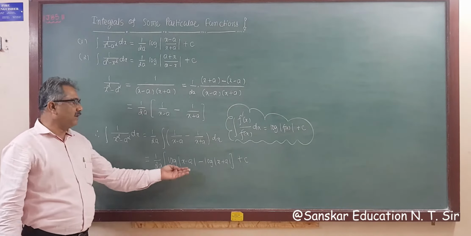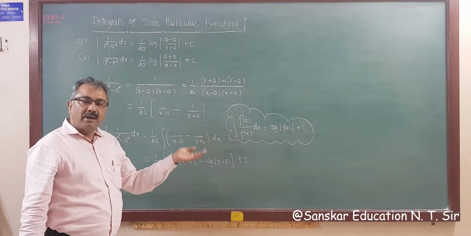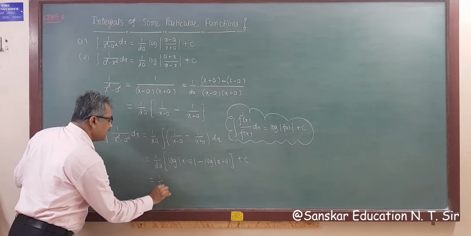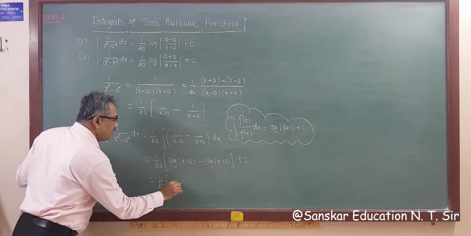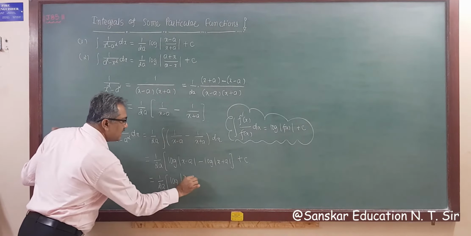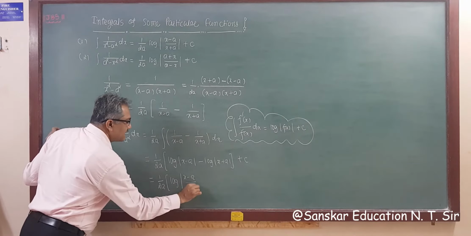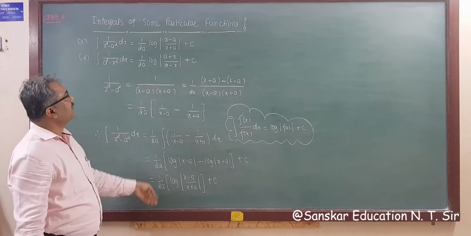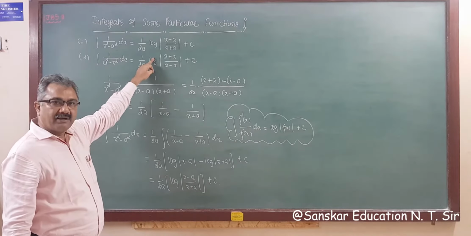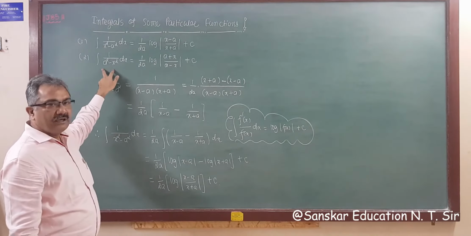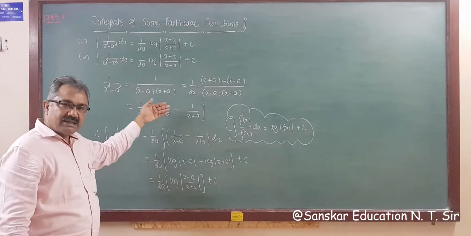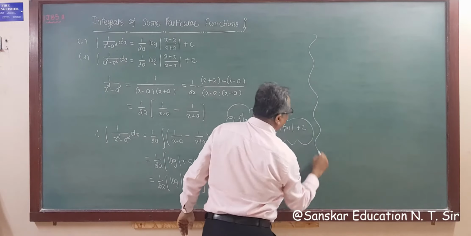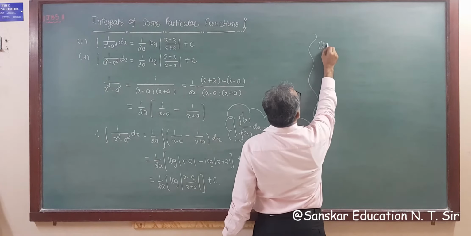Now we have the formula log a minus log b is log a upon b. So applying that formula, what do we get? 1/2a log of (x minus a) upon (x plus a) plus c. So this is nothing but your answer, right? Now similarly, if you want to prove this, you can prove it the same way. Instead of this, you can write for the second formula.